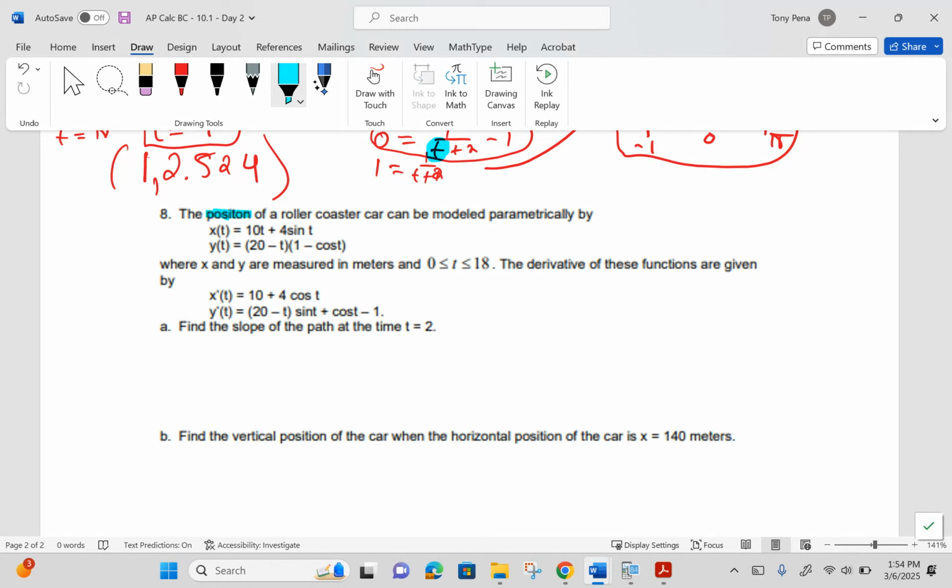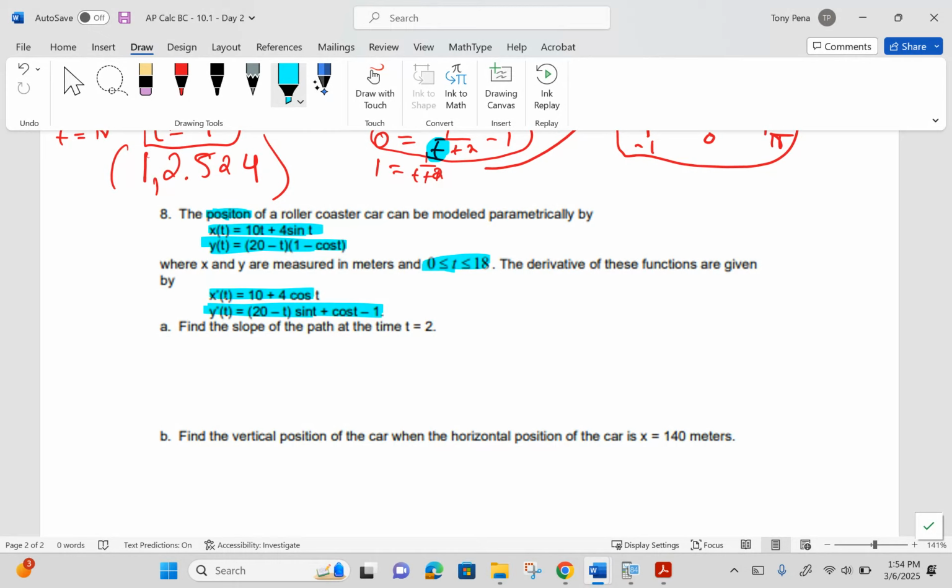It says the position of a roller coaster car can be modeled parametrically by, and then you're given your x position and then your y position. x and y are measured in meters, and the time interval that you were given is 0 to 18. The derivative of those functions, they were really nice this year because they actually took the derivatives for them so that they couldn't mess this up. So they have the derivatives for you.